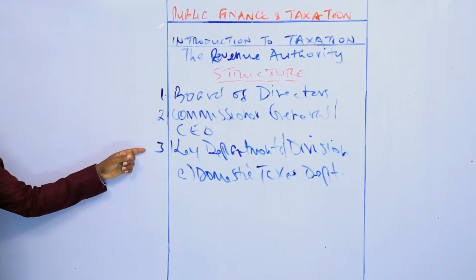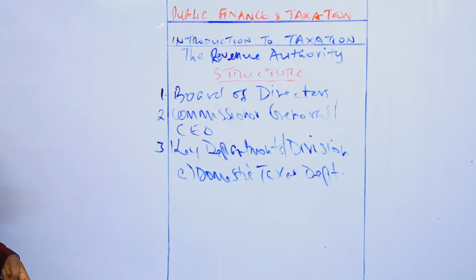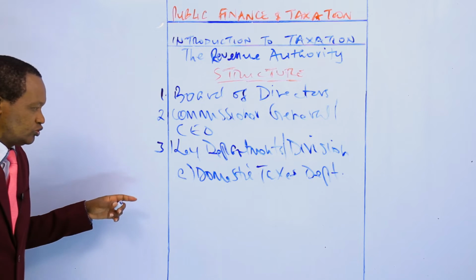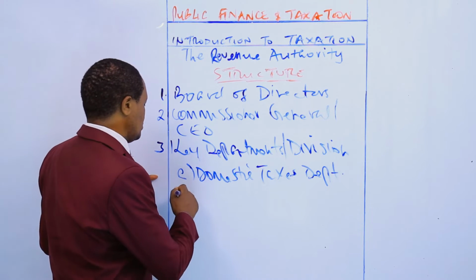KRA is broadly organized into several departments, each headed by a commissioner. And the first department is the Domestic Taxes Department, which is responsible for income tax, VAT, and other domestic taxes. And this is where the large and medium taxpayer offices fall.